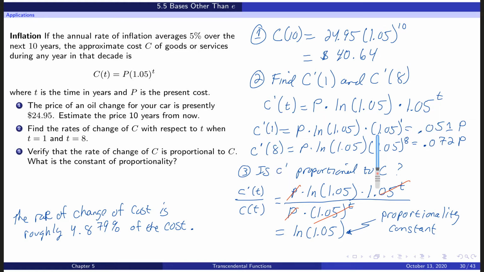Substituting 1 and 8 into these produces statements that are in terms of P. So after t equals 1 year, you're going to get 0.051 P, and after 8 years, it's 0.072 P. And then finally, verify that the rate of change of C is proportional to C. So put the rate of change function up top, put the original function on the bottom. Lots of stuff cancels out. The only thing that's left behind is a constant, or a number. So there is a constant of proportionality of natural log of 1.05.